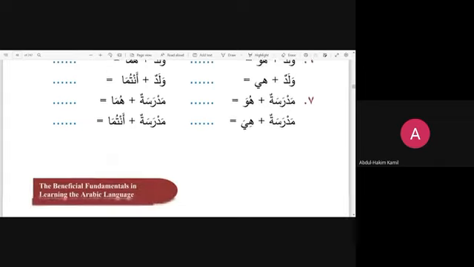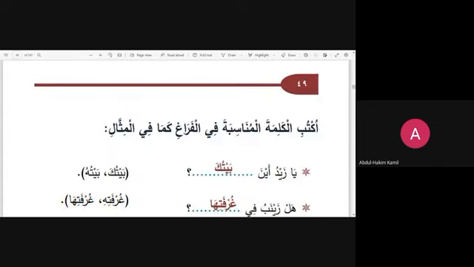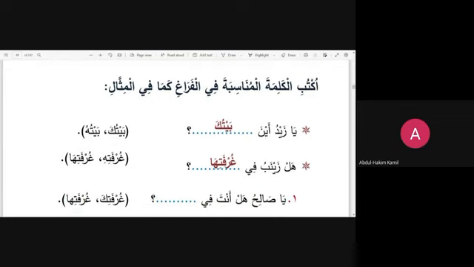We're going to move on to page number 49, as-safha at-tasi'a wal-arba'een. This is for the brothers and sisters online. Uktub al-kalima al-munasiba fil-faragh, kama fil-mithal. Write the appropriate word in the empty space as in the example. In the example, it says, Ya Zaid, aina, and you have two words, baituka, baituhu. I'm going to put baituka. And the same thing with the second one.